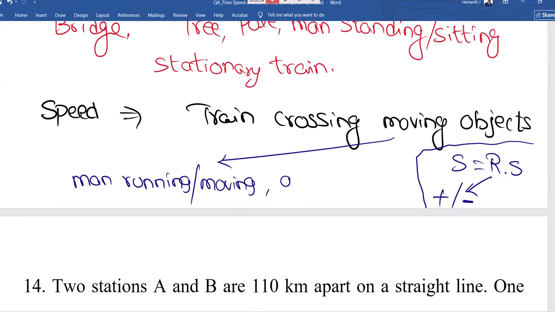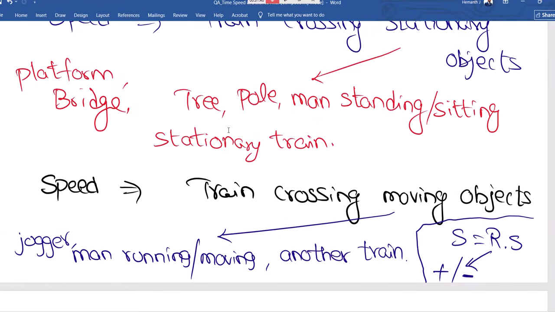Train is crossing another train. Train is crossing a man running or moving or a man who is doing jogging. Train crossing a jogger, there is one question like that also. Right? So in all these cases, speed must be equal to relative speed. Then train speed plus object speed or train speed minus object speed, we have to decide depending on the situation. It's not fixed. This is about when a train is crossing moving objects.